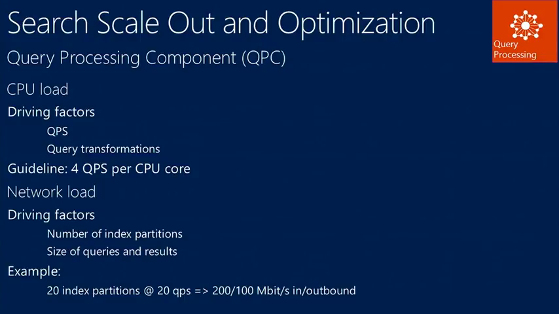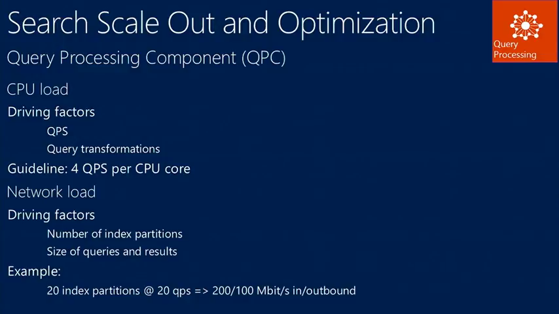Other driving factors, network load, number of index partitions. So the servers are always talking to each other. The indexes or the replicas are replicating content backwards and forwards between the partitions. So network becomes critical. You can't connect SharePoint servers together with 10 megabit networks. It really isn't going to fly. And then obviously the size of those queries. How big are the actual queries I'm submitting? How many results am I going to get back? Have I modified the batch size for those results? All those things become a factor.